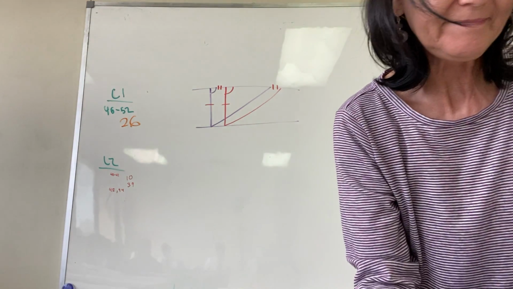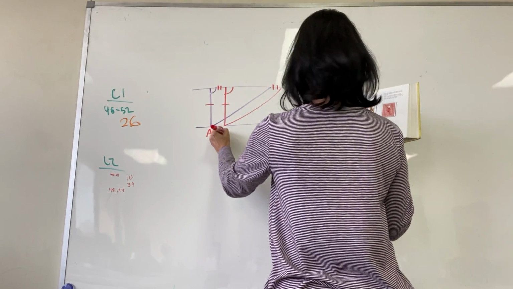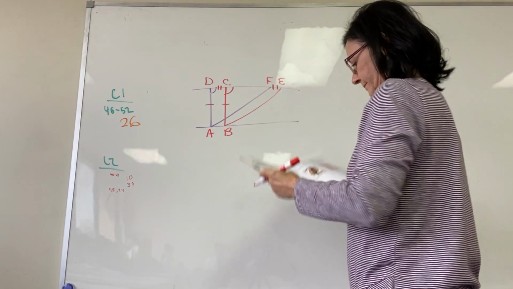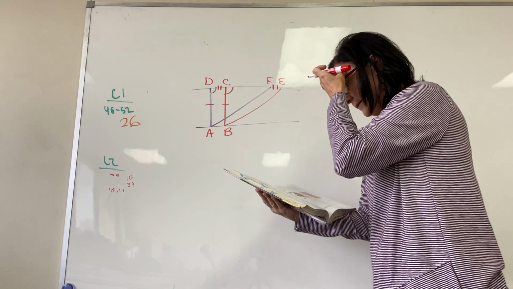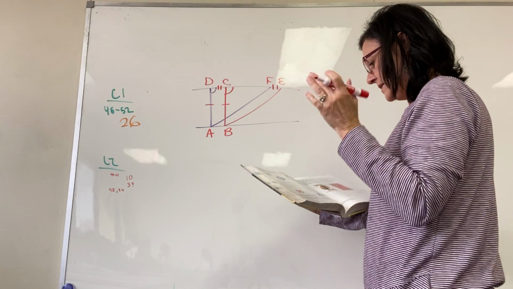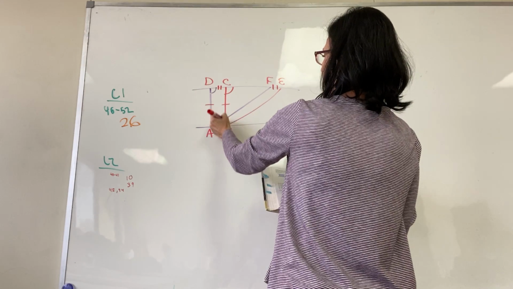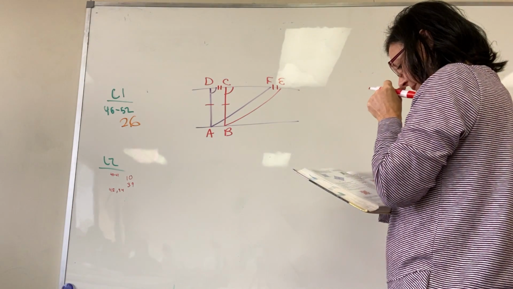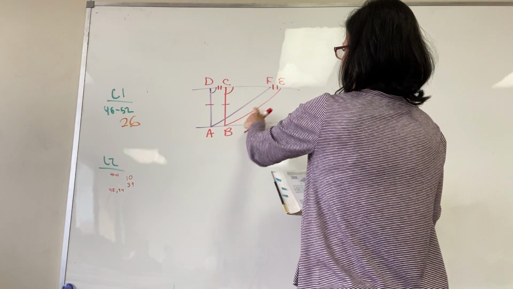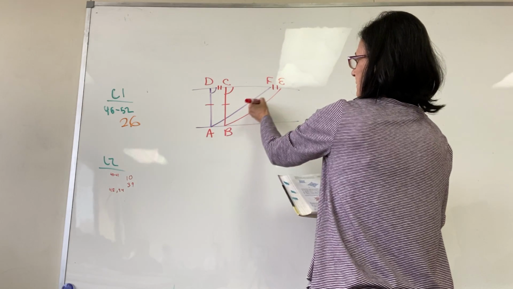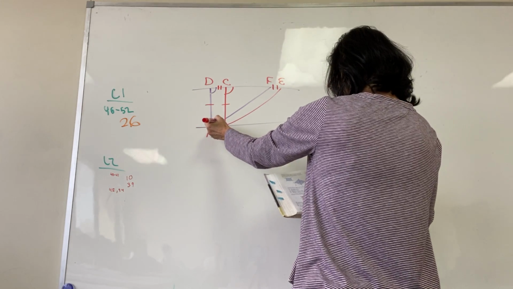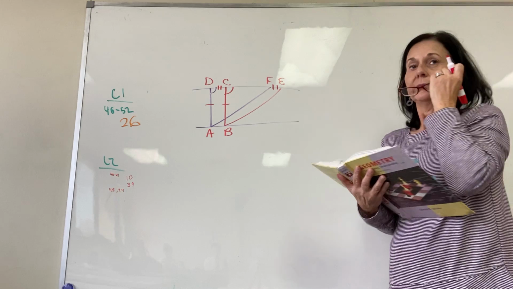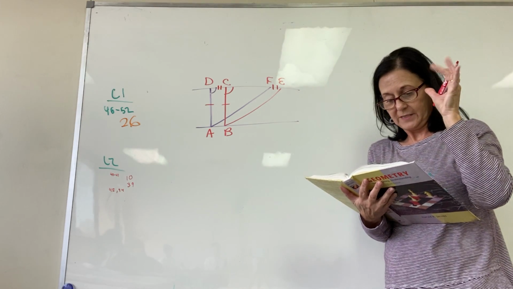Okay. All right. A, B, C, D, E, F. All right. A, B, C, D. So this right here is a parallelogram. A, B, C, D. And it says A, B, E, F. So this right here is a parallelogram. If this is a parallelogram, then we should know some sides.